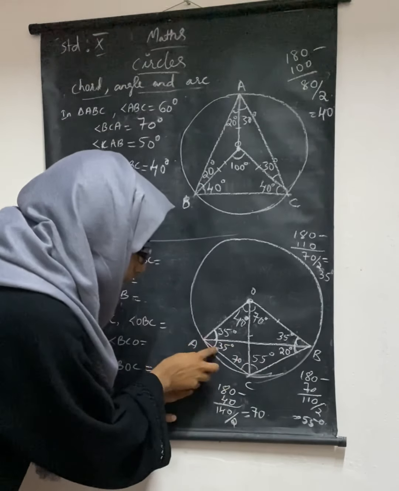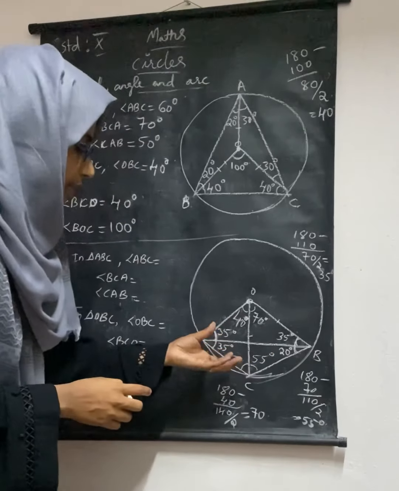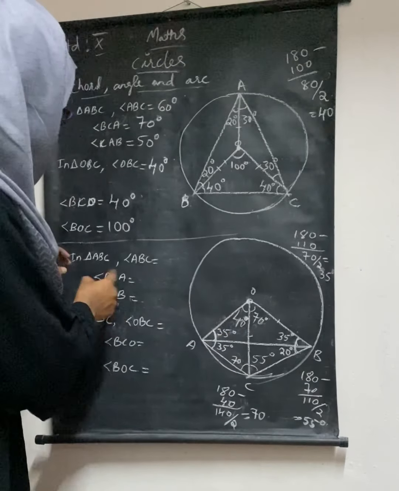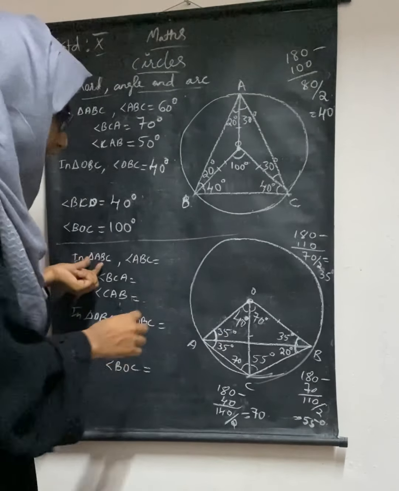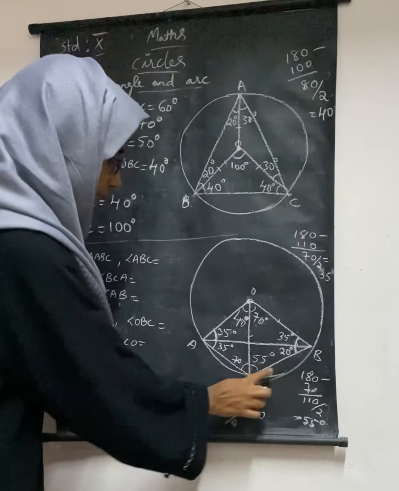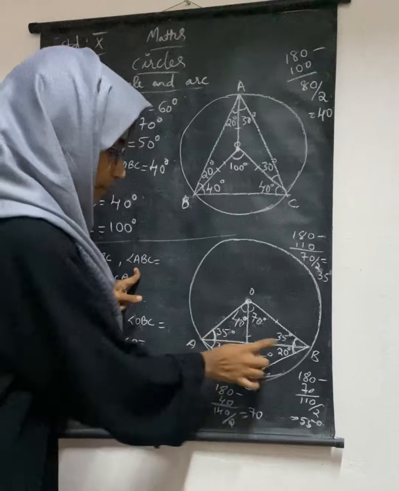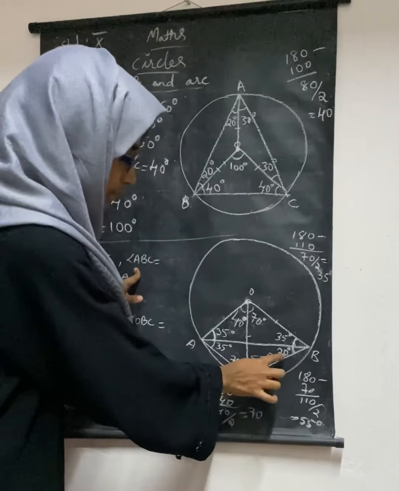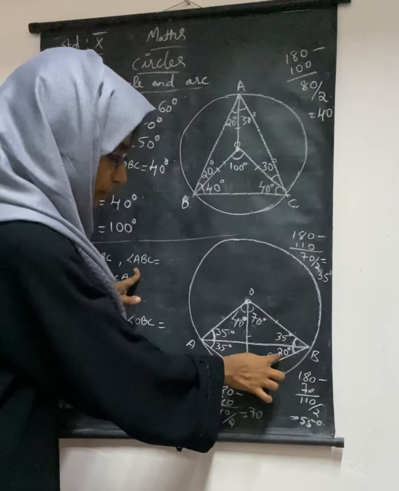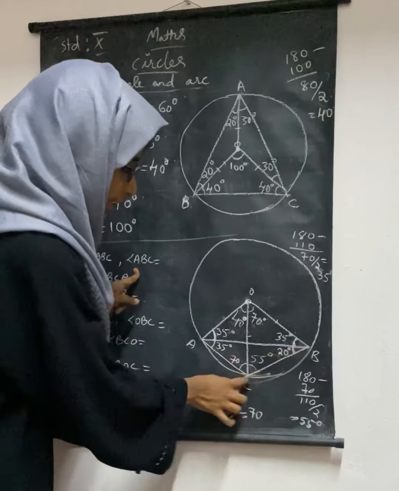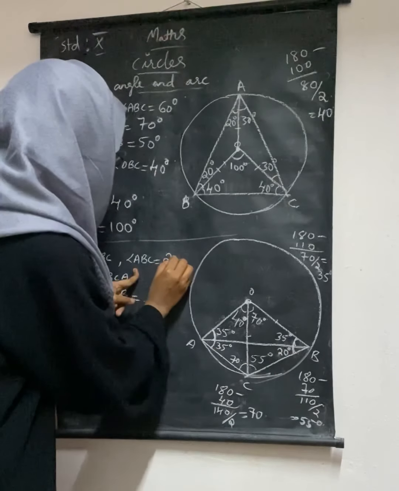70 minus 35 will be 35. So all the small angles, everything you got now. Now we'll compare whichever we want right here. Triangle ABC, in that angle ABC means B is in the middle. So which is the angle you have to find out here? ABC, that means this one, okay, 20. So ABC is 20 degrees.